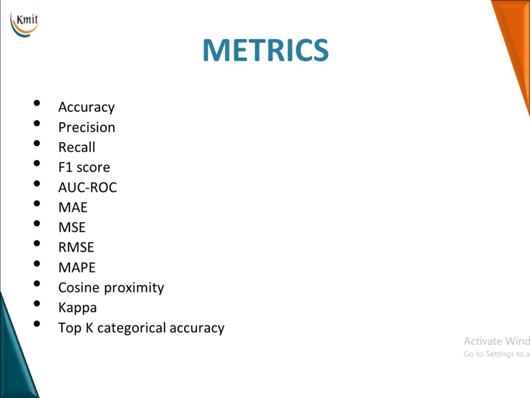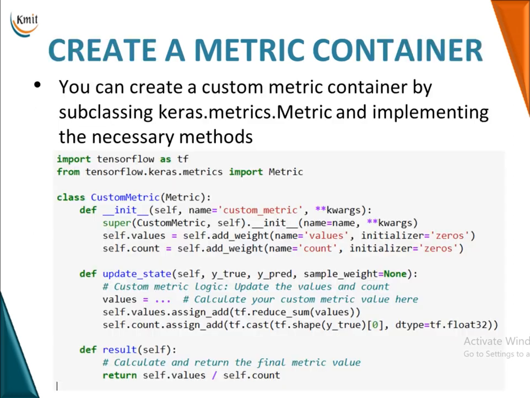And then you have top K categorical accuracy. It measures the accuracy of the top K predictions in multi-class classification applications. It is used when you care about whether the correct class is within the top K predictions or not. So these are all the various metrics, and you use them to evaluate your model based on the type of application you are working with.